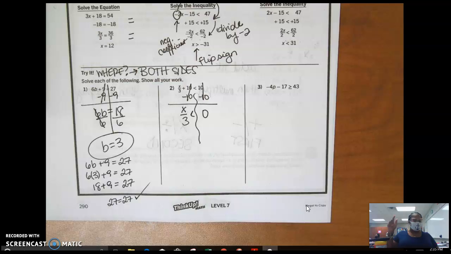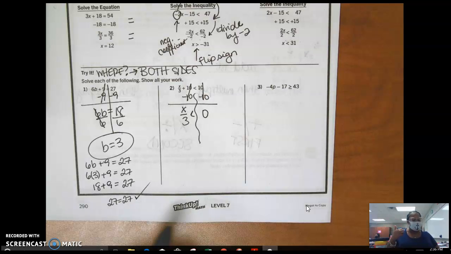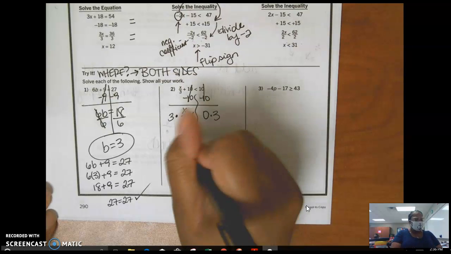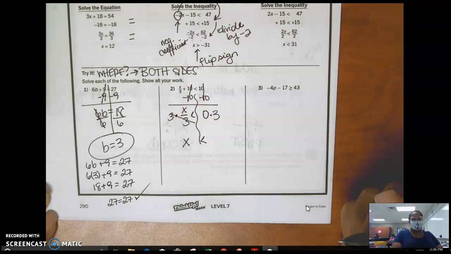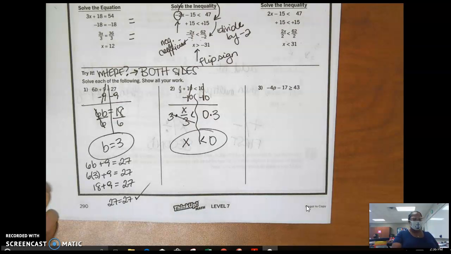Multiply by 3 because I want to do the opposite of this division by 3. And where do I multiply by 3? Both sides. Times 3 on the left, times 3 on the right. These 3s cancel out. X is less than, what's 0 times 3? 0. Still 0. Blam. Okay?